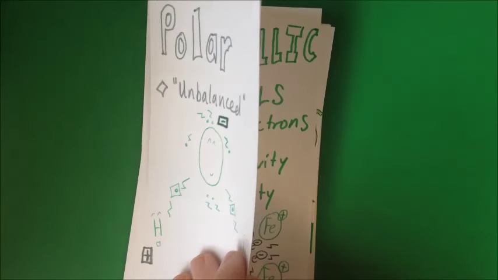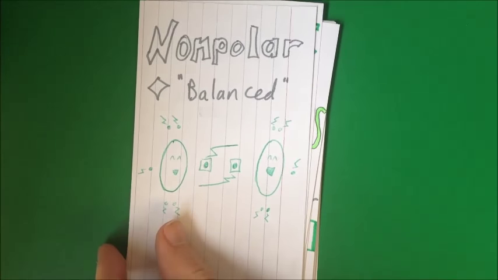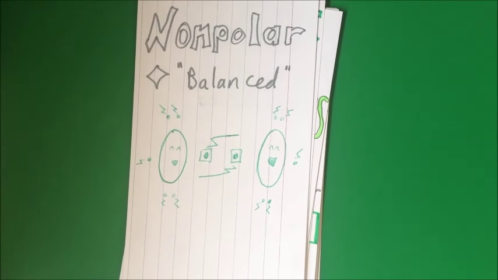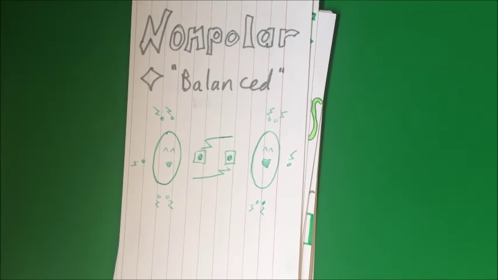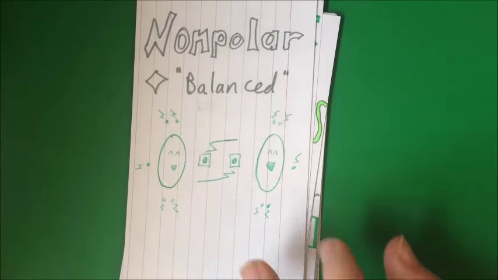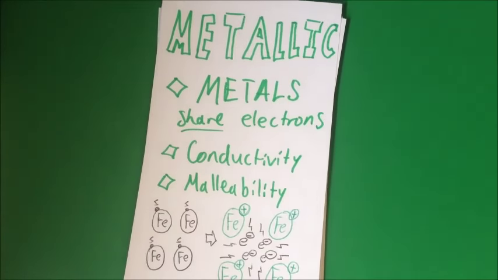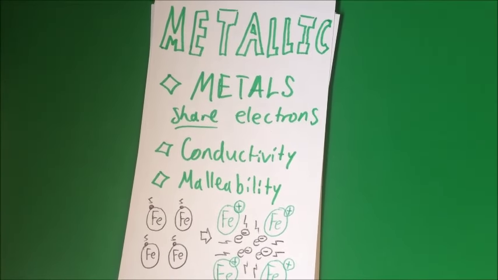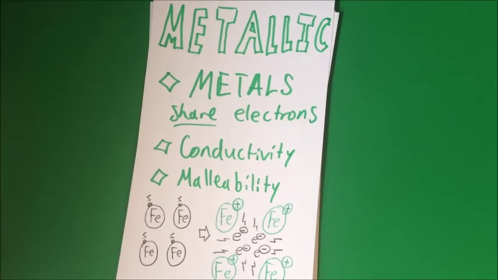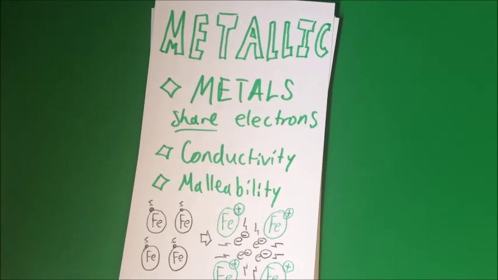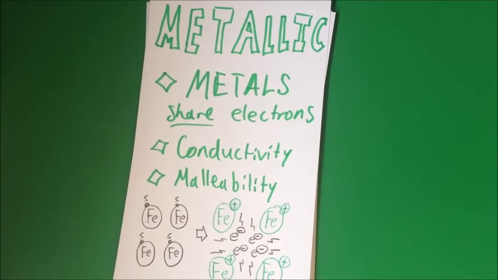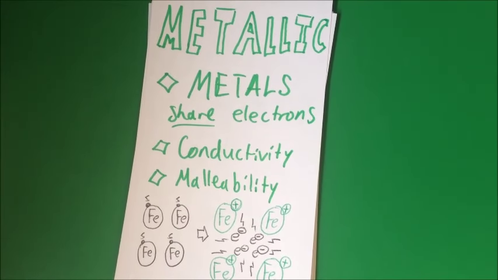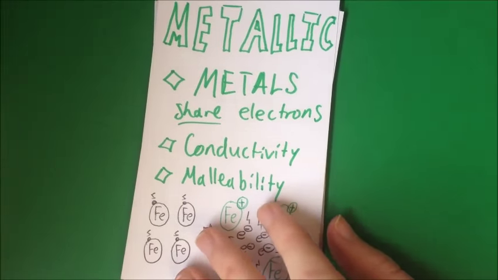With nonpolar molecules, also known as balanced molecules, the bond forms between two atoms of the same element and they share their valence electrons. With metallic bonds, metallic atoms share electrons with one another by allowing their electrons to gather in one area between all the metallic atoms, creating a negatively charged area and a positively charged area. This in turn leads to greater conductivity and malleability.